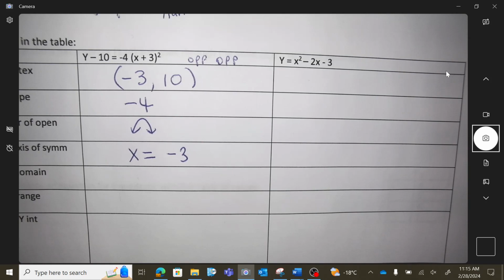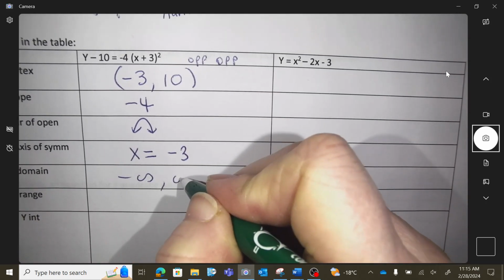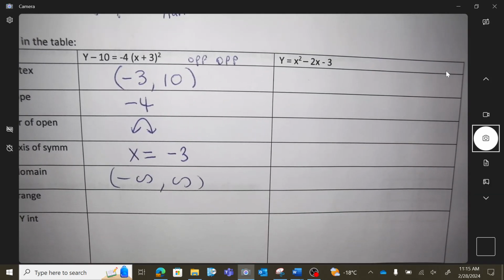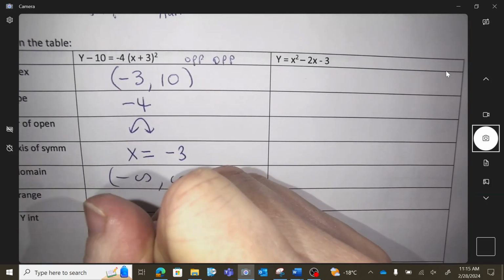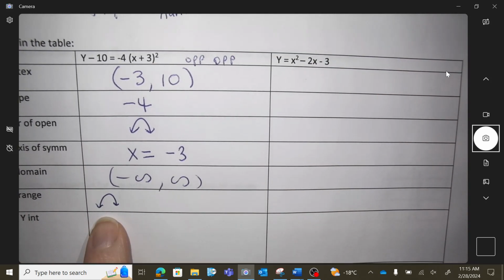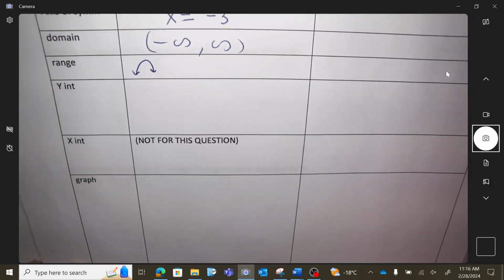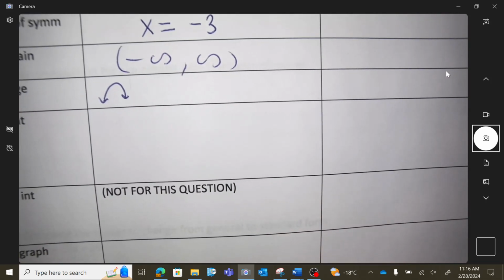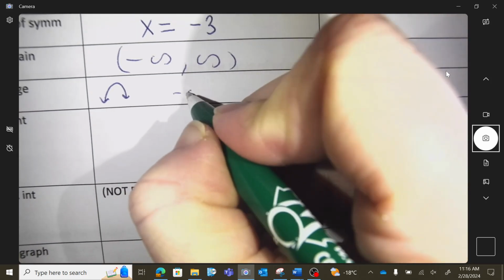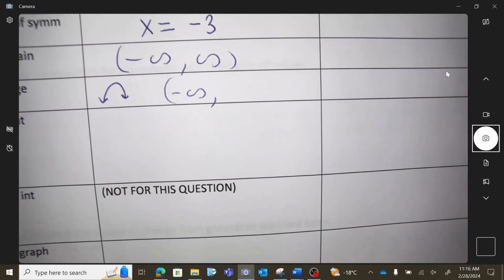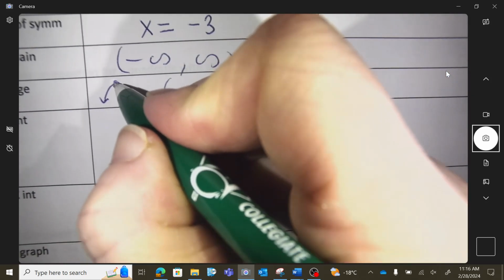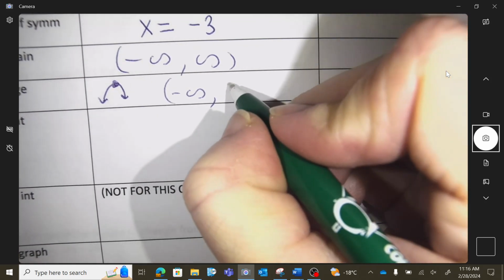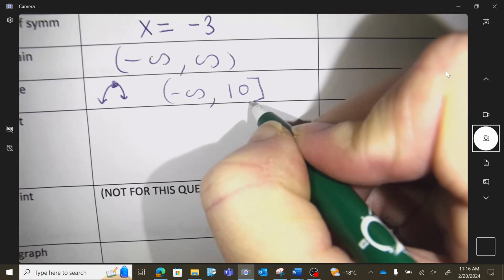What's the domain? Always, don't have to think about it. It goes out and out. Range, so I'm a visual person, so I already have somewhere along the line, I kind of have that in my mind, a little flip. So what is, it has to be in the order, what is the lowest? -infinity to a top height of 10 square bracket.